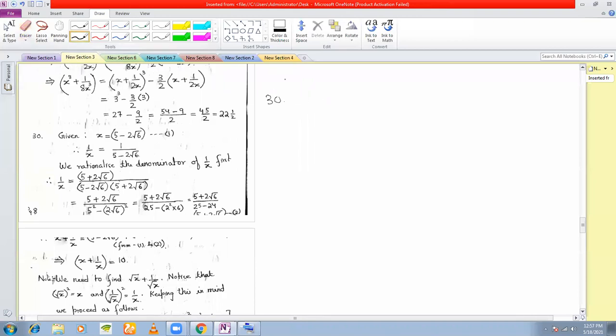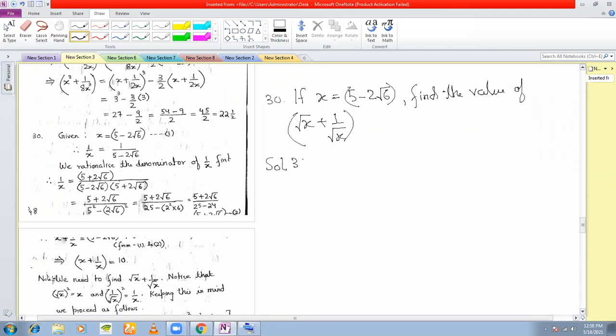The problem here is: if x is equal to 5 minus 2 root 6, find the value of root x plus 1 by root x. Now, if you remember, this kind of sum we came across in the previous chapter, in rational and irrational numbers. I did not solve this sum, but I told you that it is very important and that you should do it. So now you've come across this sum once again.